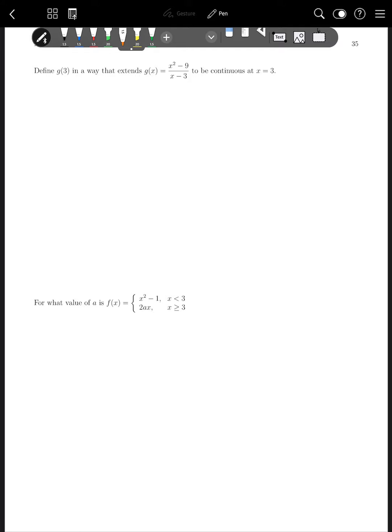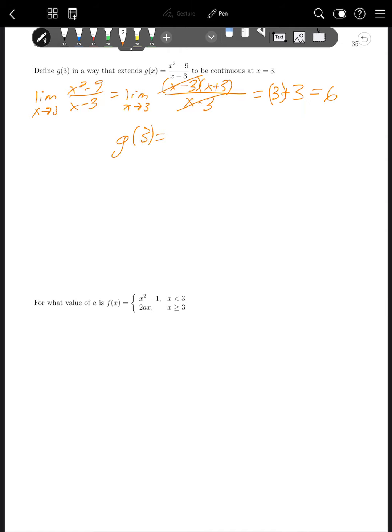Okay, so now that you've had a chance to try these, let's work through them together. For the first one, I need to find the limit as x approaches 3 of x squared minus 9 over x minus 3, because that's what I want g of 3 to equal. Right now, if I plug in 3, I get 0 in the denominator, and that's undefined, so we need to define it. This would be the limit as x approaches 3 of x minus 3 times x plus 3 over x minus 3. Cancel out the x minus 3's, and now I can just plug 3 in. So this would be 3 plus 3 equals 6. So g of 3 has to equal 6.